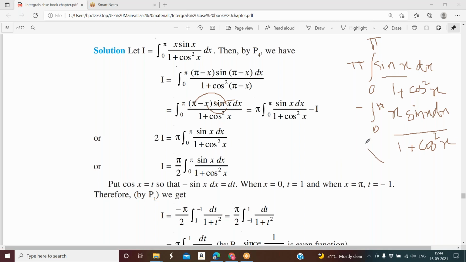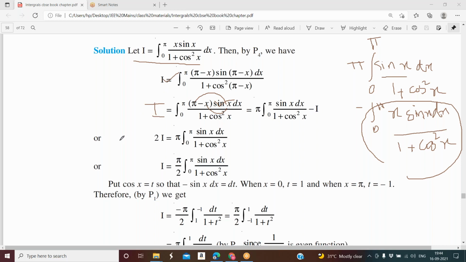The integral from 0 to pi of x sin x dx by 1 plus cos square x can be replaced by I, because we have assumed that the given integration is I. So what we have is pi times the integral from 0 to pi of sin x dx by 1 plus cos square x, minus the second integration, which can be taken as I, because initially we assumed that one is I. So this is replaced by I, and on the left hand side we have I.